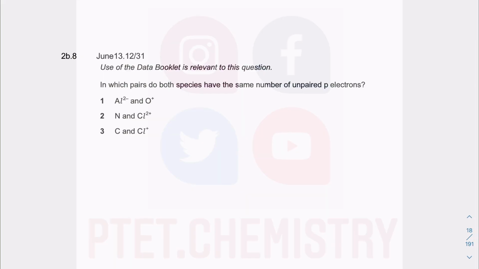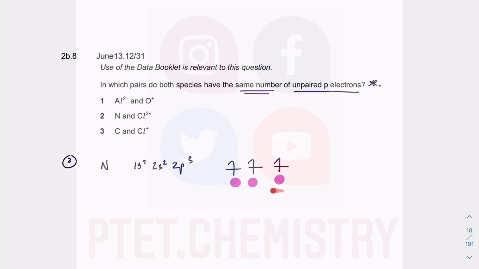So this next question, it's similar to what we've done before, but it's a different combination of atoms and ions. It's basically about the same number of unpaired p electrons. So again, we need to know configuration very well. So nitrogen is going to be 1s2, 2s2, 2p3. So you have 1, 2, and 3. So you've got 3 electrons in the p orbitals. They are unpaired. All right, 3 unpaired p electrons.